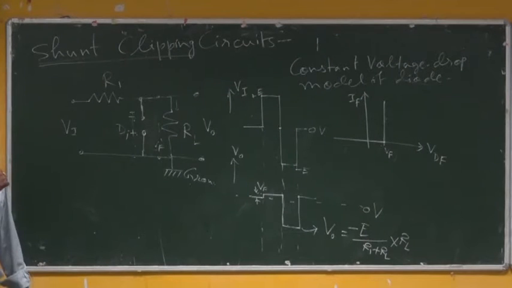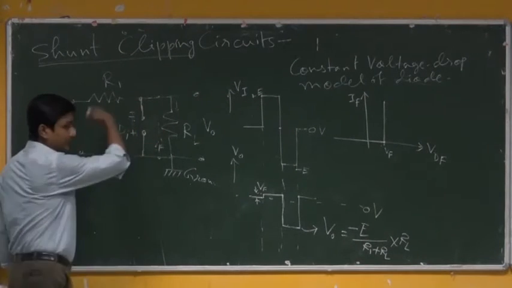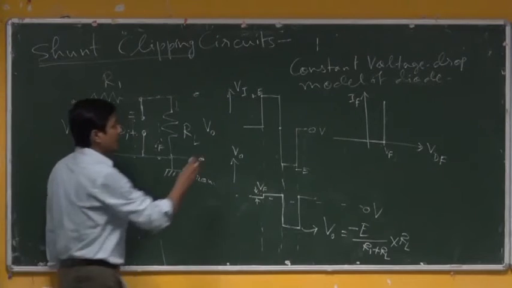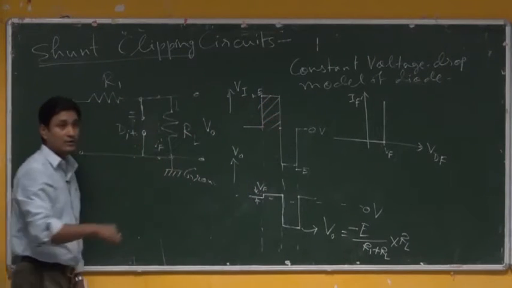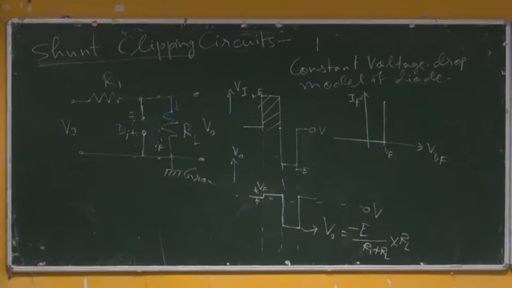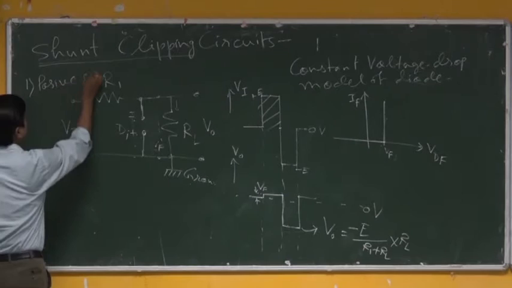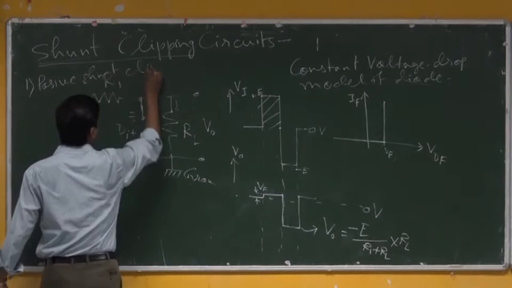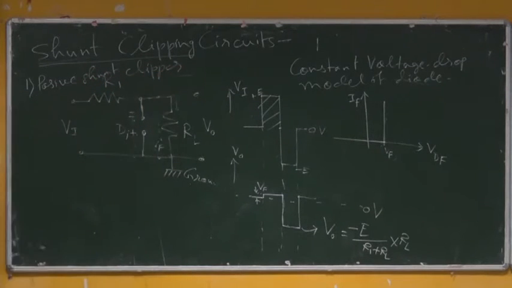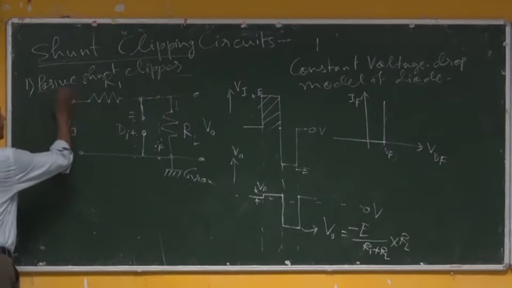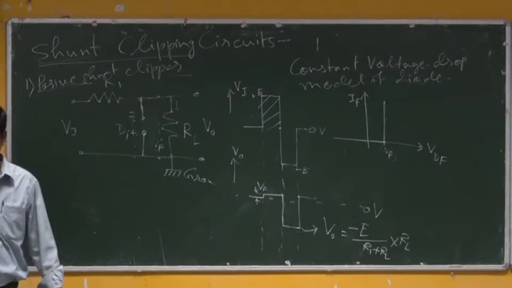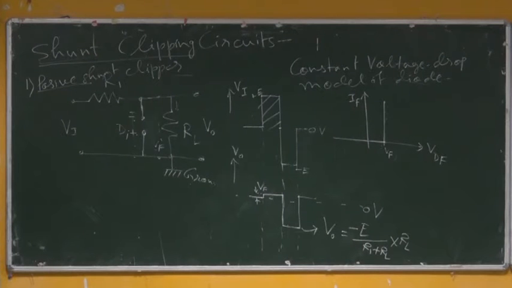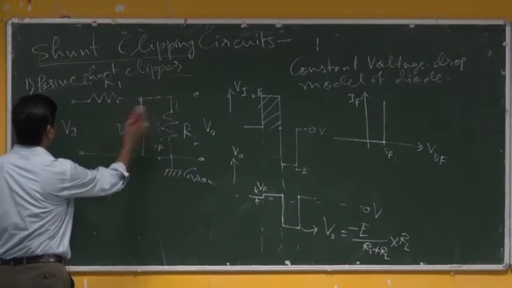Okay. Now, since this particular arrangement has clipped the positive part of this wave shape, you will be calling this a positive shunt clipper. Means it is clipping of the positive part. Fine. Let us move to the negative clipping circuit.